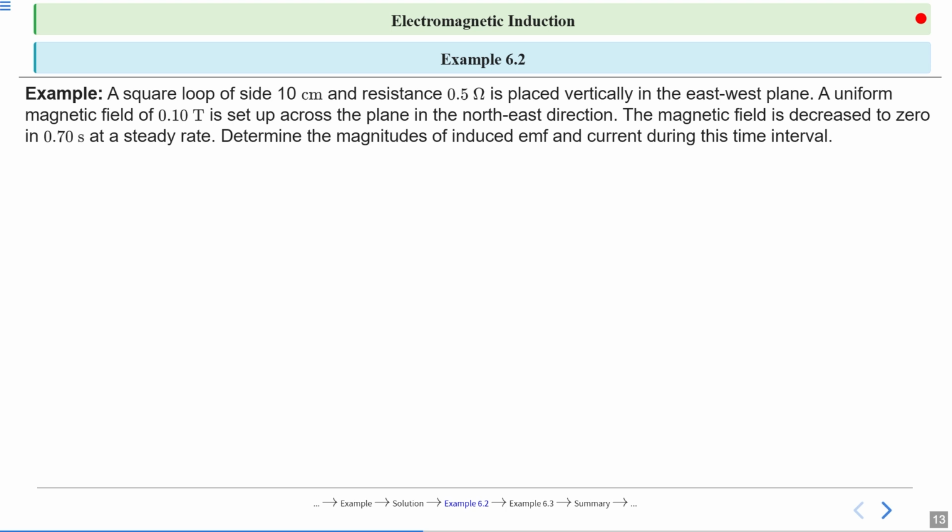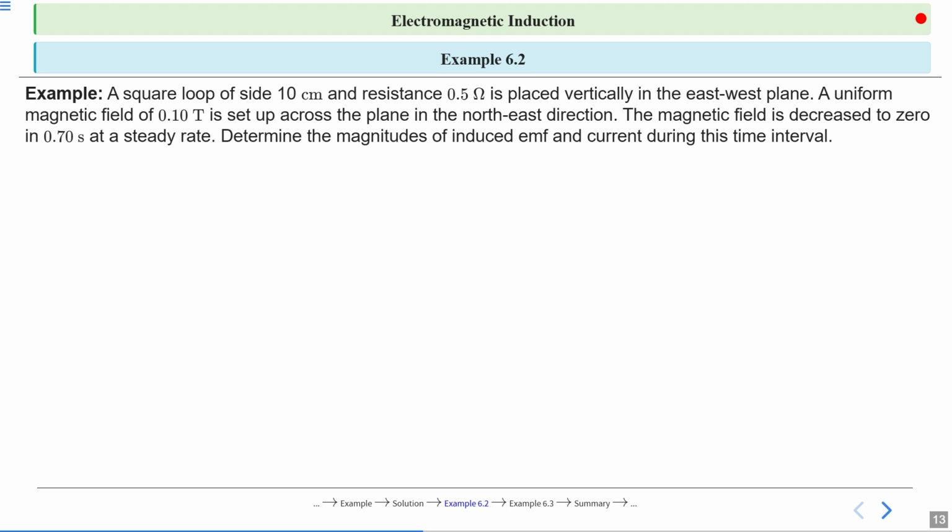What is steady rate? It means in equal intervals of time, an equal amount of magnetic field is being decreased. In 0.1 second, one seventh part of the magnetic field will be decreased. Similarly, for another 0.1 second, another seventh part will be decreased. So the same amount decreases in equal intervals of time. That is called decreasing at a steady rate, or changing of any quantity at a steady rate. It means the same amount is changing in the same equal interval of time.